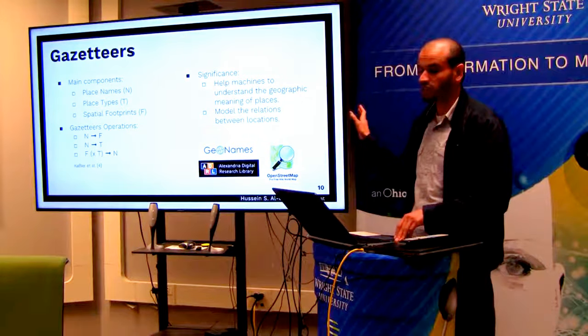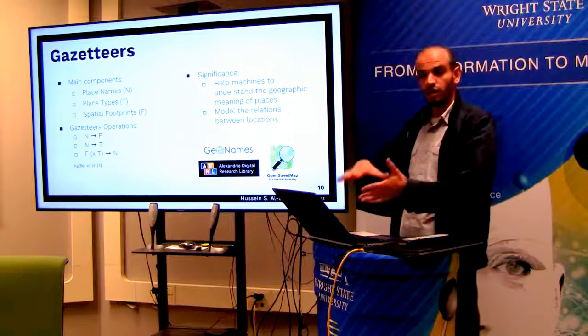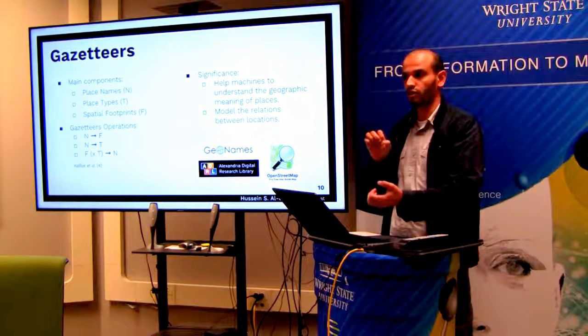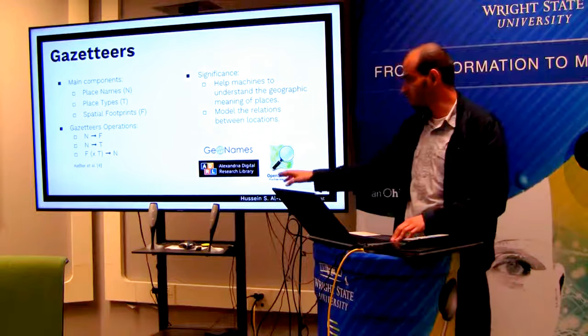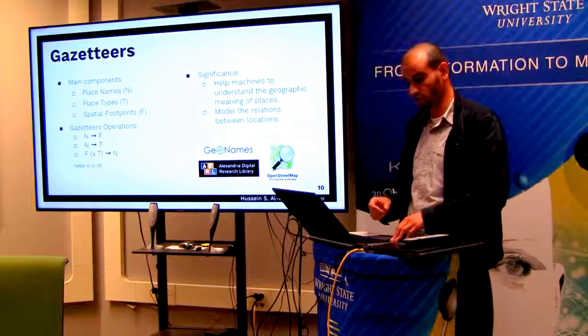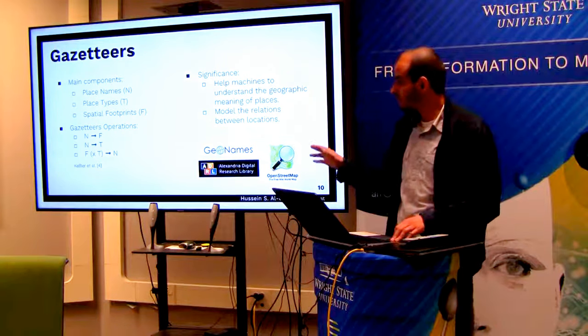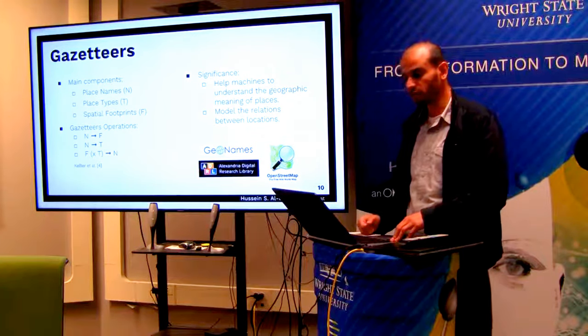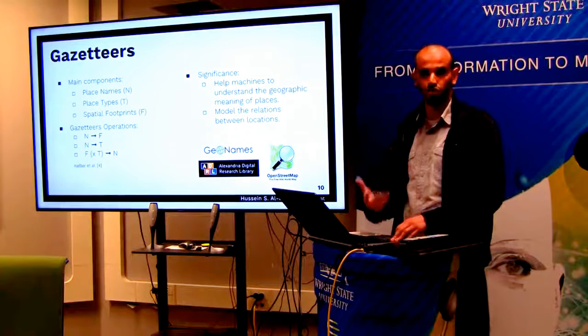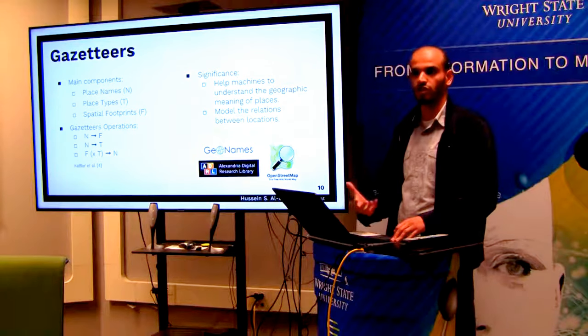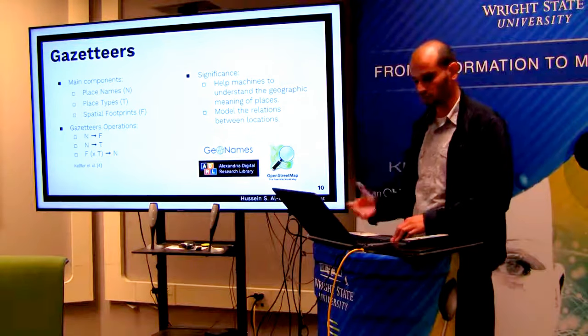So the actual gazetteers that we have today, in abstraction from the semantic web technologies, include examples like GeoNames, OpenStreetMap, and Alexandria Digital Research Library. The main components of these gazetteers are place names, place types, and spatial footprints. Spatial footprints means the geo-coordinates, using the coordinate system, the longitude, latitudes, and so on.